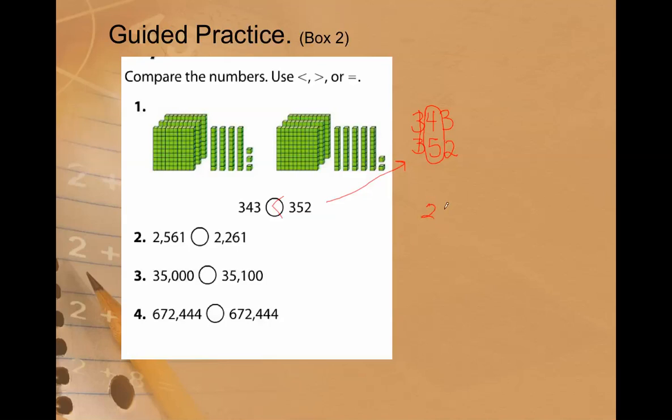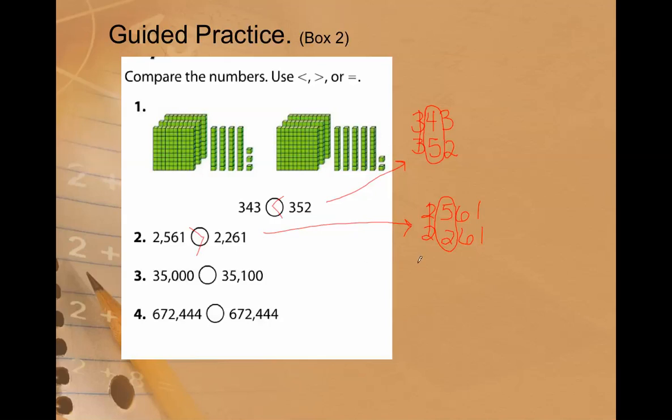We're going to begin by stacking our numbers. Starting on the left, moving to the right. And I see that 5 and 2 in the hundreds place is where I have a difference in my digits. 5 is greater than 2. So the opening of my symbol should be facing the number with the 5 in the hundreds place. And when I ask you to show your work, this is what I'm expecting to see. This is how you show your work.